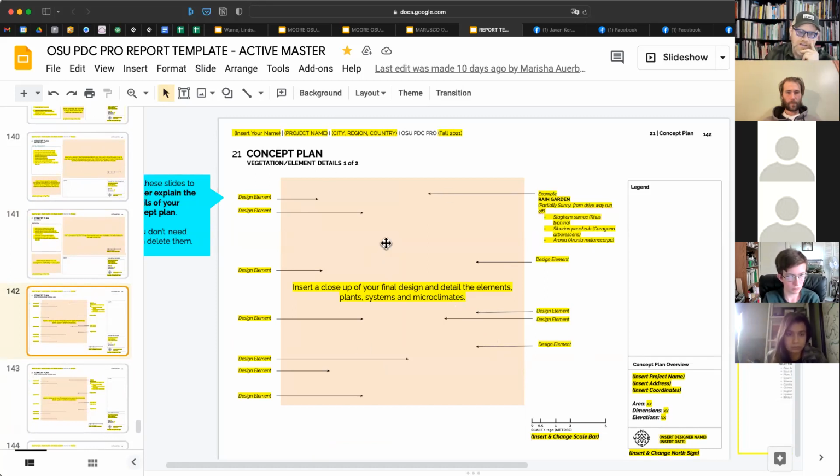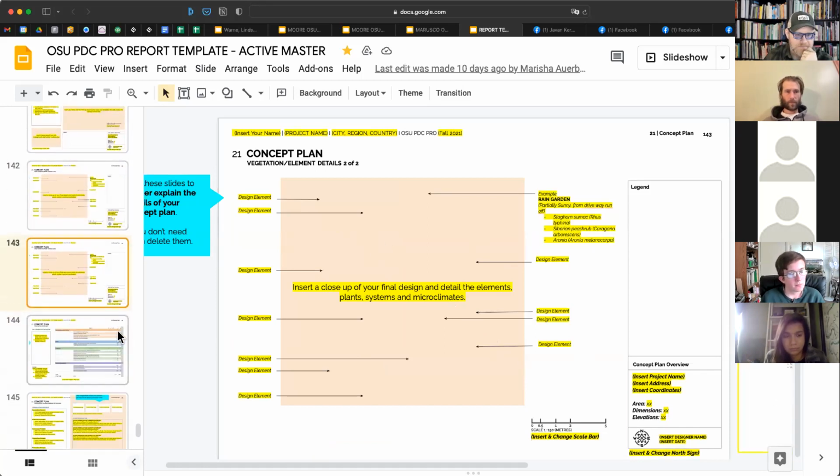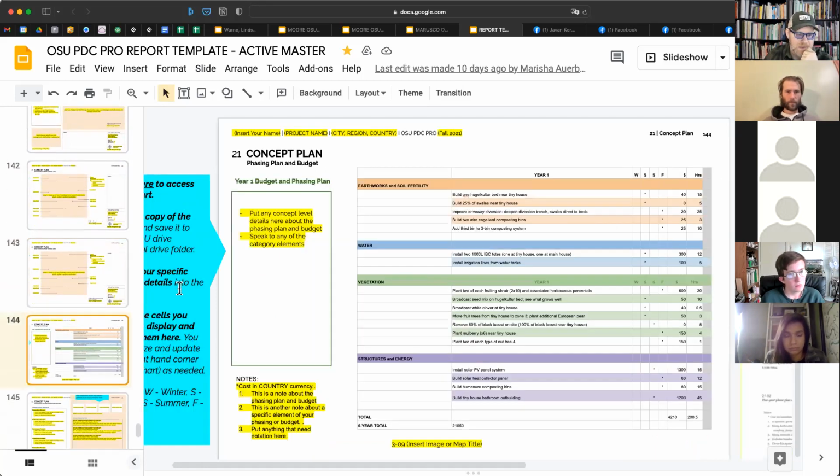We have a vegetative element. So a real specific one just on vegetation. So this is where we're going to be specific about plants. This is where we get our big planting plans. Sometimes we have two of those. This is our concept plan and map.